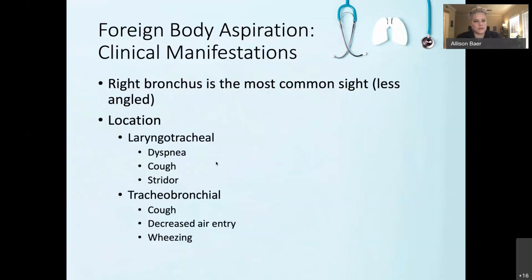So clinical manifestations, usually you're going to see it in the right bronchus versus the left, just because it's less angled, so it's easier for it to shoot down that way. But again, the size determines where it's going to get stuck, and your symptoms. If it gets stuck higher up, you're going to have that cough and stridor. But if it's further down, you might hear wheezing, also probably coughing though.